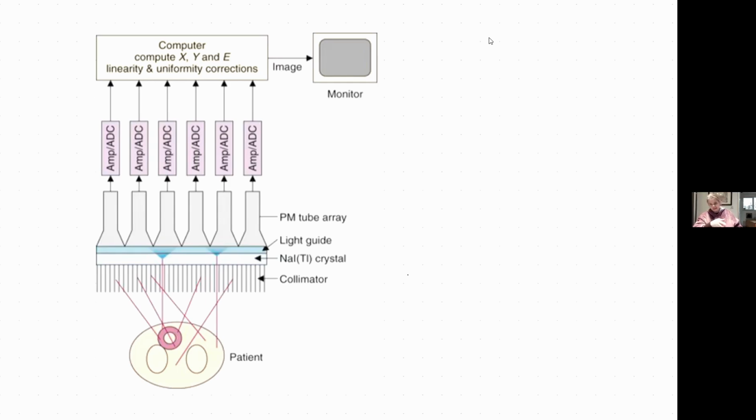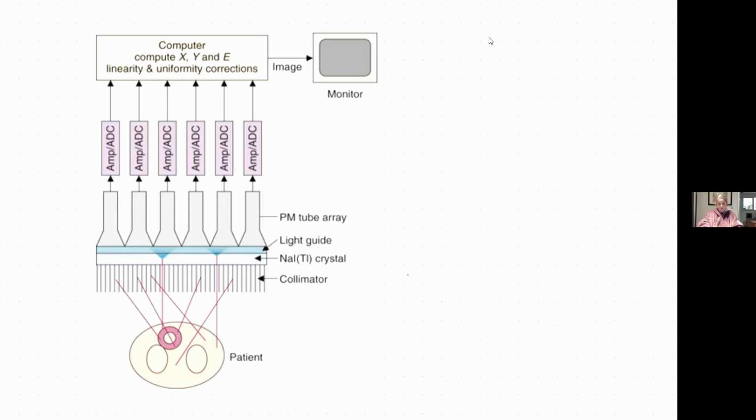So it's not your regular lenses. You can't focus gamma rays. We haven't got any way of doing that. Can't do it magnetically or electrically because electromagnetic waves, gamma rays, are uncharged. So you can't force them to change direction like that. So the collimator is the only way of figuring out the source of where they were. You can't make an image the normal way with lenses. So this is how a gamma camera works.